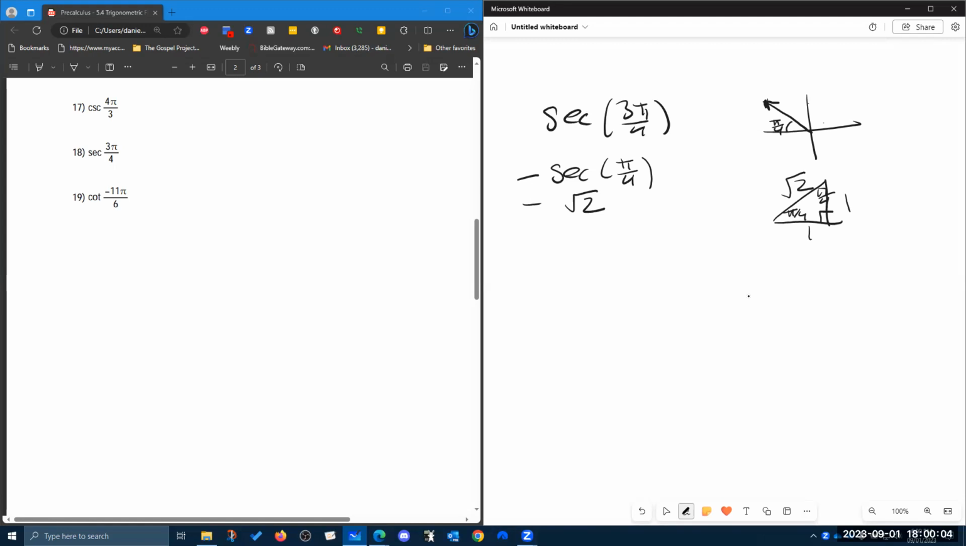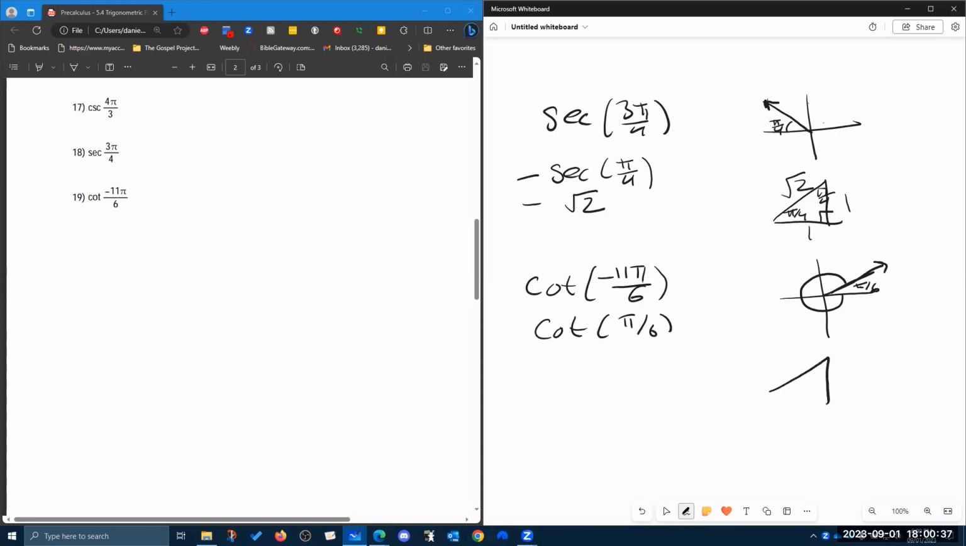Last problem for this section is going to be cotangent of negative 11 pi over 6. Again, if you know what to do with this negative from your even-odd identities, go ahead and do that. But I'm just going to look at this as, that's not quite negative 2 pi. So I haven't quite gone all the way around like this. I'm left with pi over 6 there, and that is my reference angle. So this is the same thing as cotangent of pi over 6.